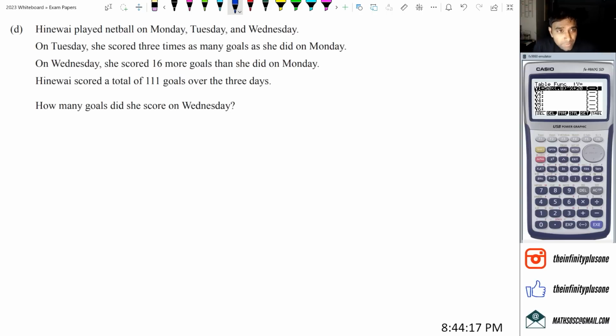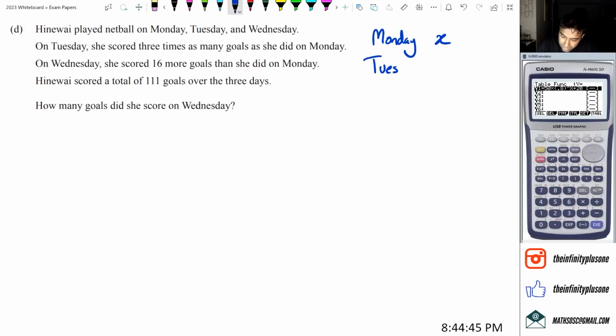Okay, so we've got somebody playing netball Monday, Tuesday, Wednesday. On Tuesday, she scored 3 times as many goals as she did on Monday. Okay, so here's what I'm going to do. The first step: do I actually know how many goals this person scored on Monday? I don't. I don't know what that number is, and therefore I'm going to put that as x. The second line says on Tuesday she scored 3 times as many goals as she did on Monday.